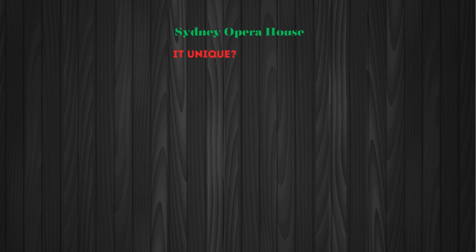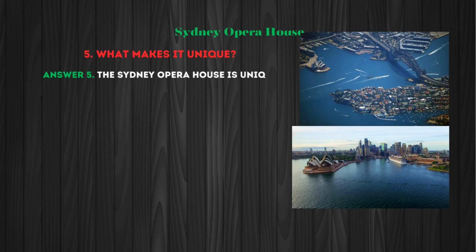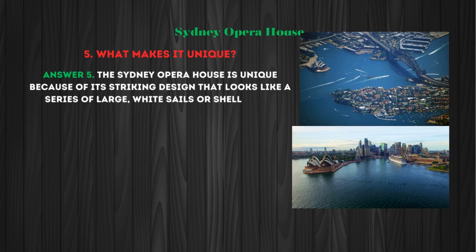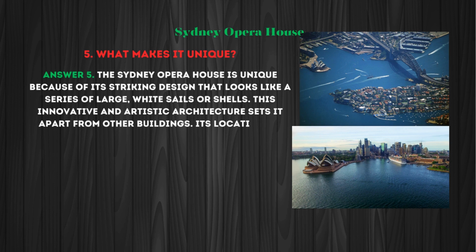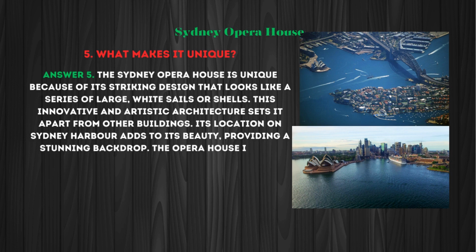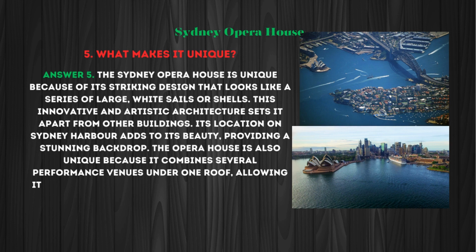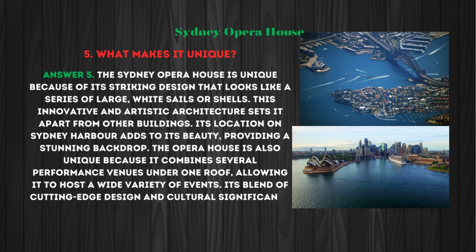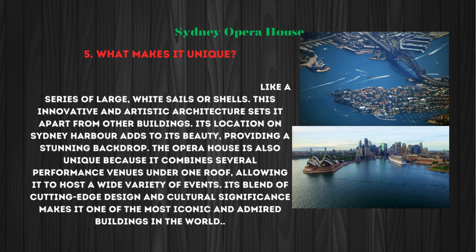What makes it unique? The Sydney Opera House is unique because of its striking design that looks like a series of large white sails or shells. This innovative and artistic architecture sets it apart from other buildings. Its location on Sydney Harbour adds to its beauty, providing a stunning backdrop. The Opera House is also unique because it combines several performance venues under one roof, allowing it to host a wide variety of events. Its blend of cutting-edge design and cultural significance makes it one of the most iconic and admired buildings in the world.